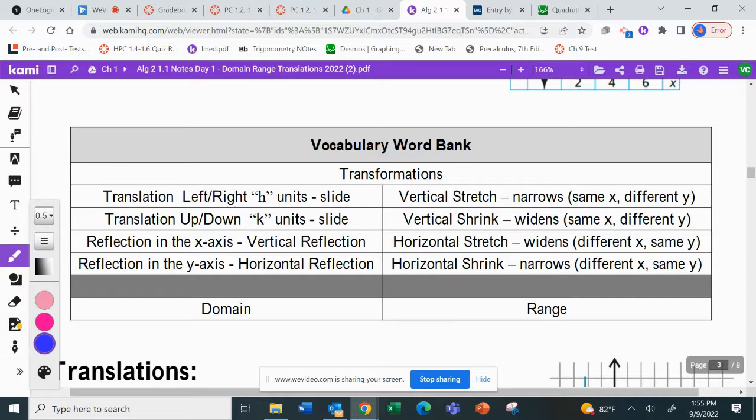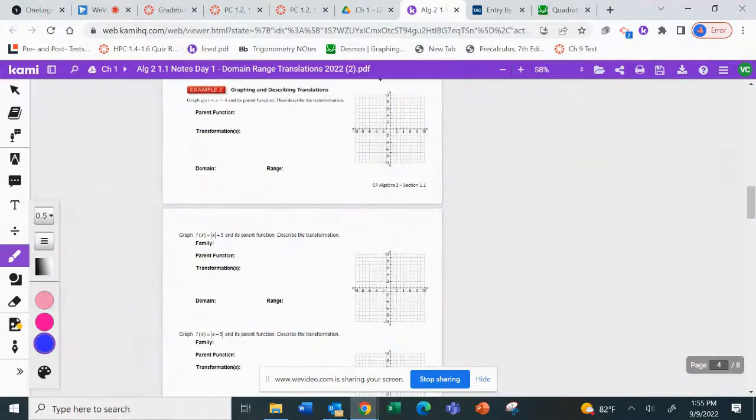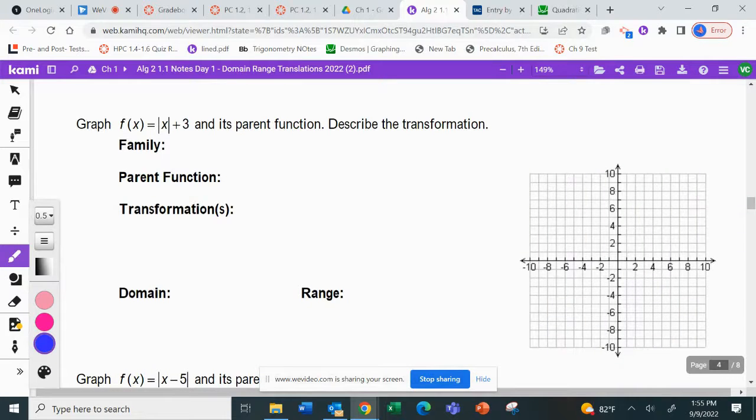Reflection is where it flips over. We did this way. We haven't done the other way yet. Vertical stretch and shrink, we did a teeny bit of that. I still want to go over that more, and we're not going to get to it today. And horizontal stretch or shrink, we haven't gotten to at all. We haven't gotten to any of the horizontals, but we will do one of those horizontal things today. Not example 2. We're going to go to the top example on the next page: f of x equals absolute value of x plus 3. We're going to graph that, and we're going to graph its parent function.